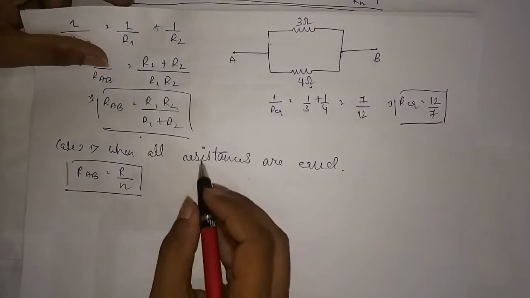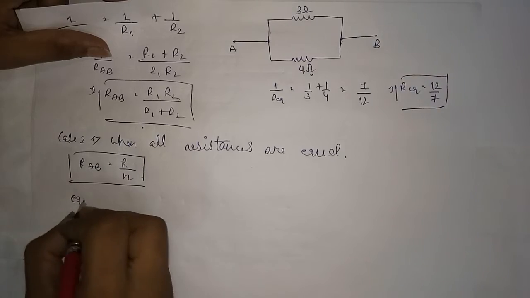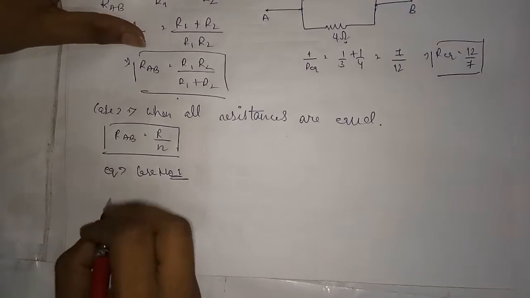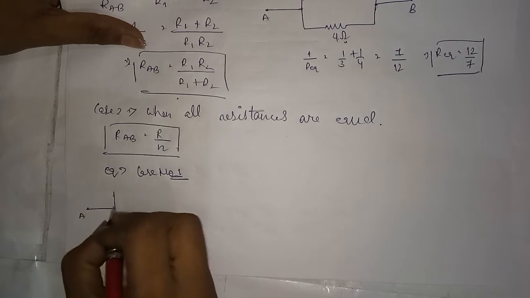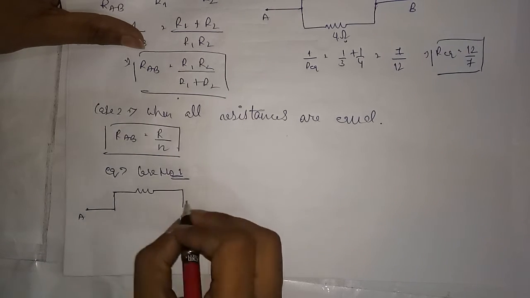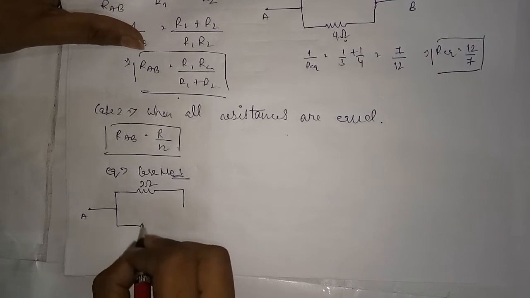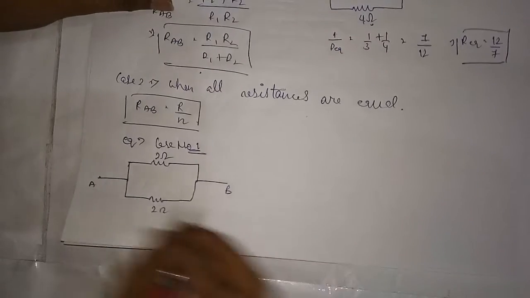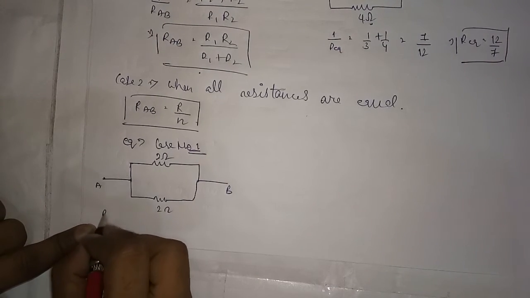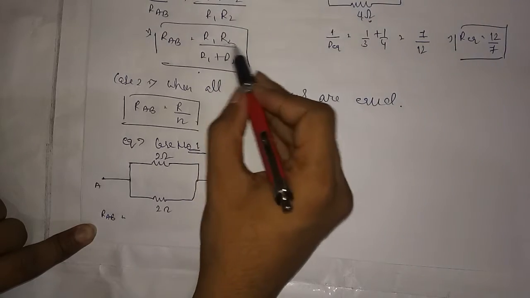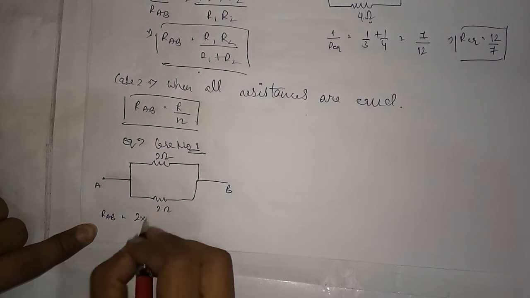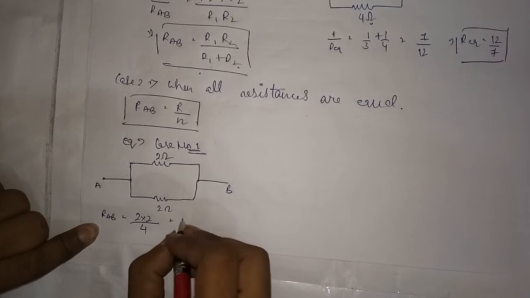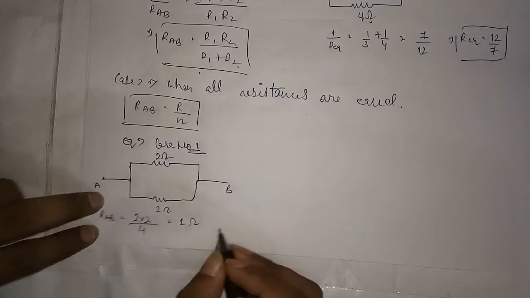Okay, now example of case number 1. Okay, this is our circuit, A point. This is a 2 ohm resistor. This is also a 2 ohm resistor. Then our RAB is equal to R1 R2, means 2 into 2, upon R1 plus R2, that is 2 plus 2, 4. So we will get 1 ohm.